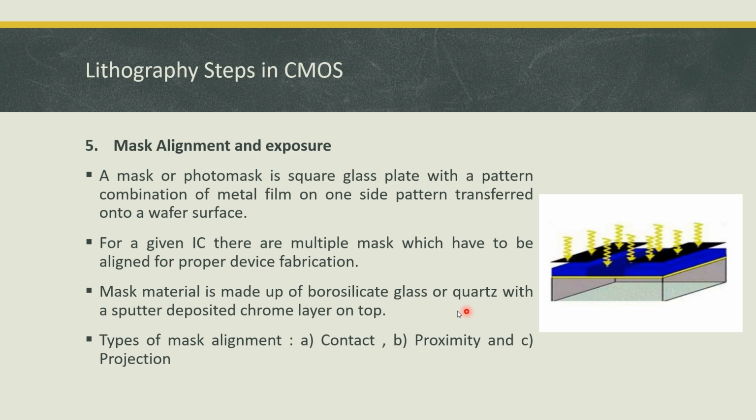So these are basically the common mask materials. It is not limited to that; there are many mask materials. After that, the types of mask alignment: first is contact, second is proximity, and third is projection. Let us discuss them one by one.